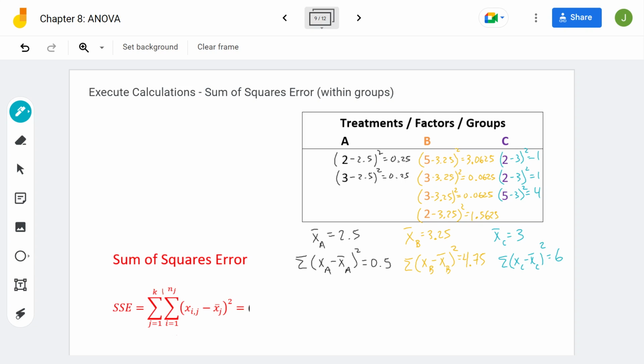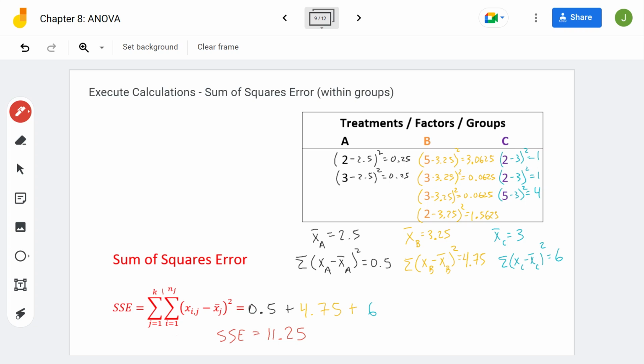So now we have our sum of squares for each column. This outside summation sign over here on the left of the sum of squares error, we're simply going to take and add up 0.5 plus 4.75 plus 6. And if I add those values together, I get a sum of squares error equal to 11.25.